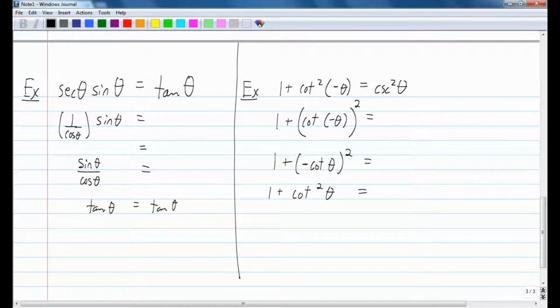is a Pythagorean identity, right? Your Pythagorean identity: 1 plus cotangent squared theta equals cosecant squared theta. That's where we would apply this now. That's the Pythagorean identity. And so I have 1 plus cotangent squared theta, so I can plug in cosecant squared theta. So I have cosecant squared theta equals cosecant squared theta. I'm done.